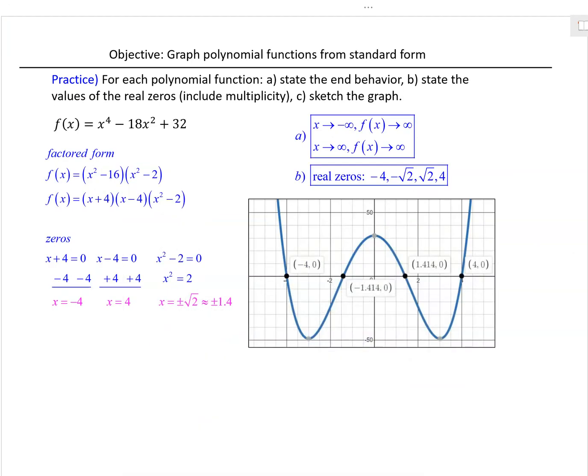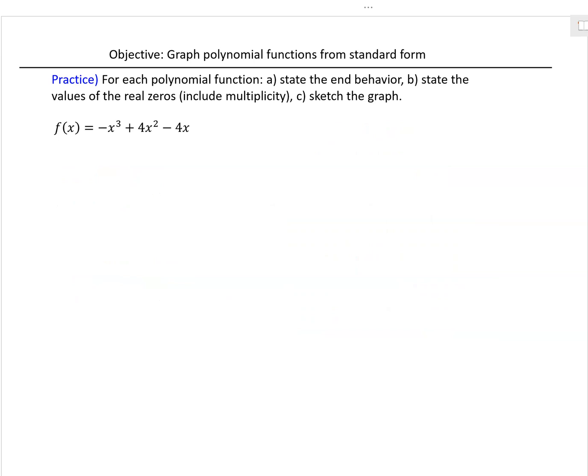All right, I think that's... Oh, we've got one more practice problem to give a try. So give it a try. All right, let's talk about it.